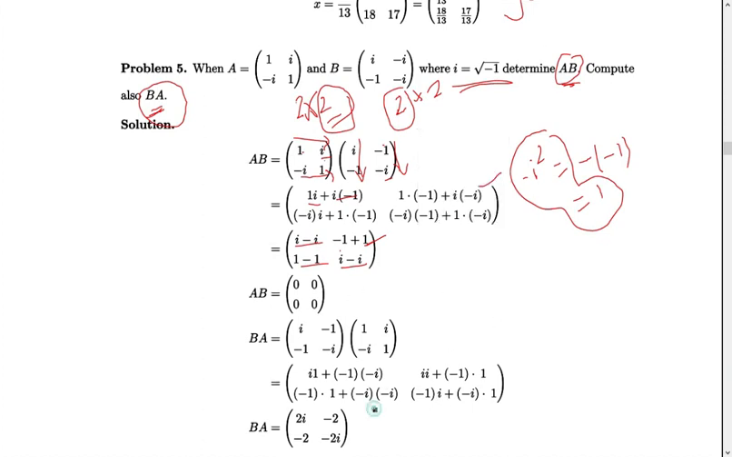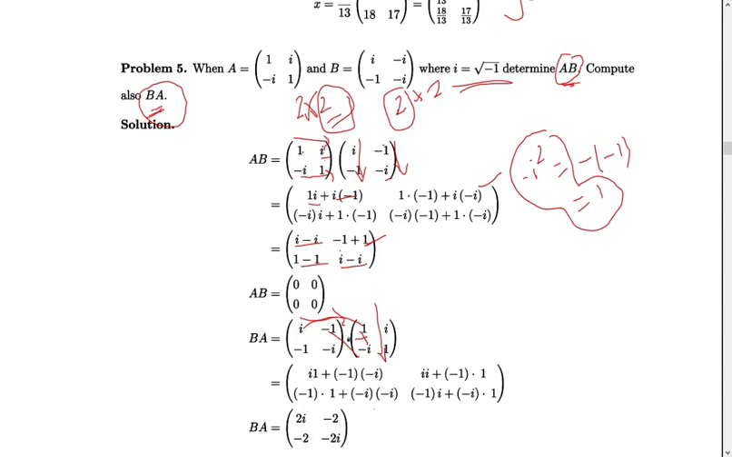So 2i, minus 2, minus 2, minus 2i. That means we take this row and multiply by the column, element by element multiplication, and we add. That is matrix multiplication. i into 1 minus 1 into minus i, that's the first element. Similar process for the second row also. Compute this: 2i, minus 2, minus 2, minus 2i.